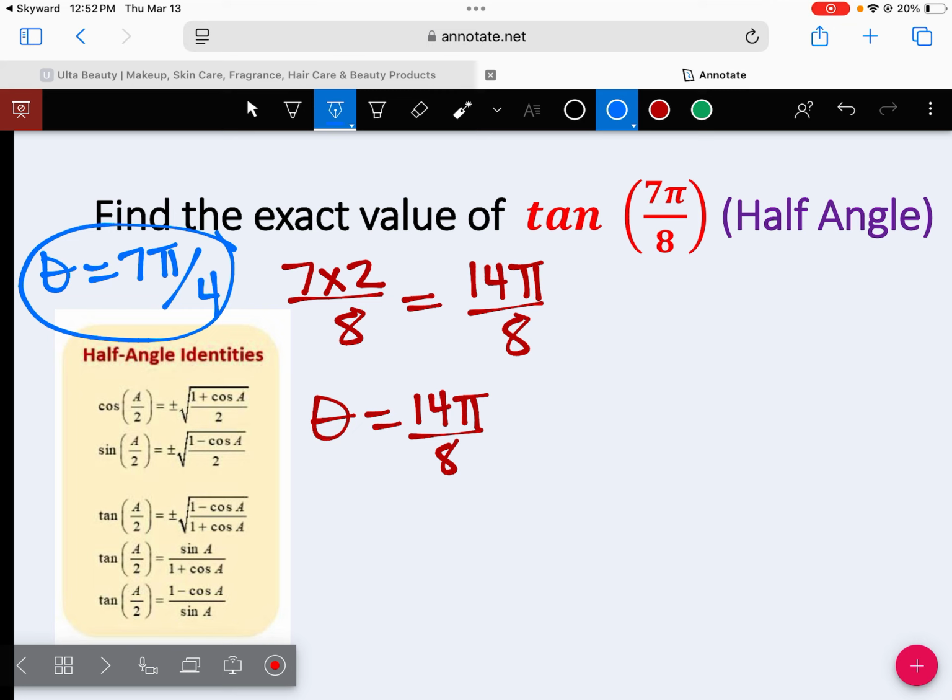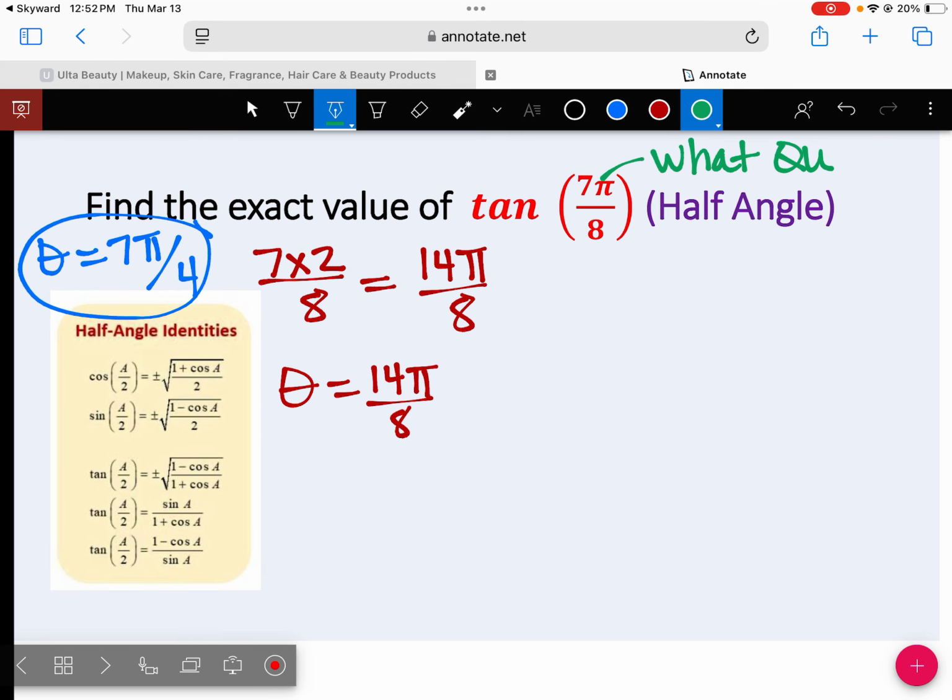The second thing we need to figure out is what quadrant we think this angle is going to fall in. Don't say it out loud, but I want you to think about it. What quadrant do you think we are in? 7 over 8. Show me with your fingers. What quadrant do you think we're in? 7 over 8. 2. We're in quadrant 2.